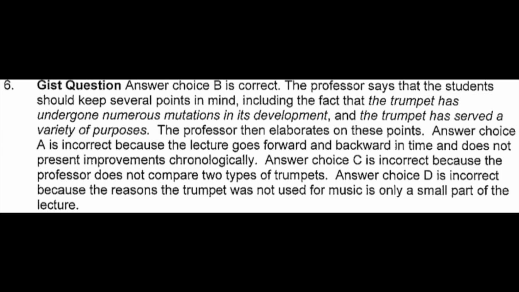All right, so answer choice B is correct. The professor says that the students should keep several points in mind, including the fact that the trumpet has undergone numerous mutations in its development, and, quote, the trumpet has served a variety of purposes. The professor then elaborates on these points. He talks about it further. Okay, and there's an explanation for why the other ones don't work. That was the first detail.